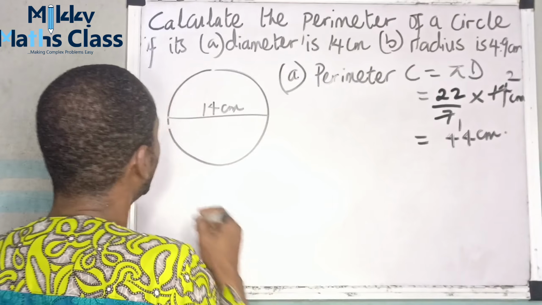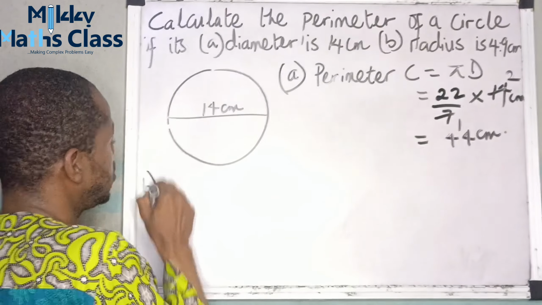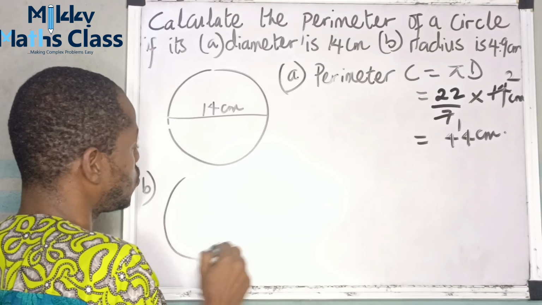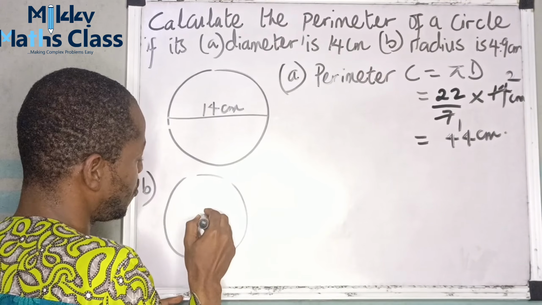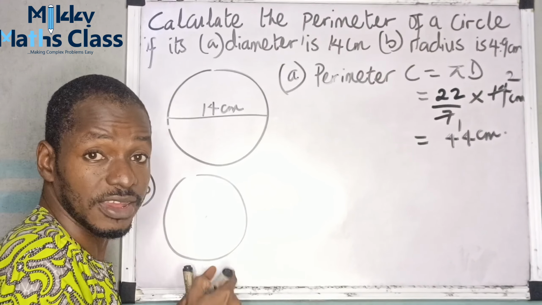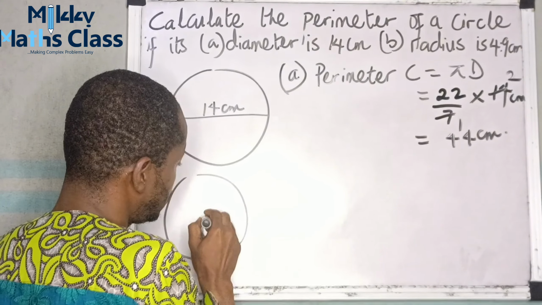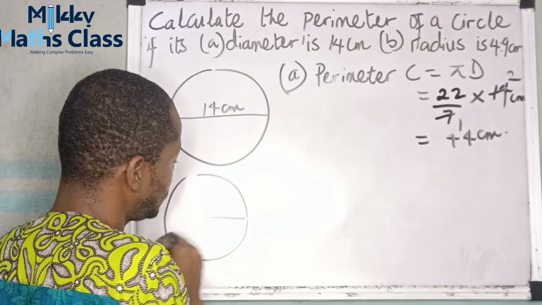Let's look at the second one. This is the first one. The second one, radius 4.9. That means from the center to any point in the circumference. That's the radius, half of the diameter.